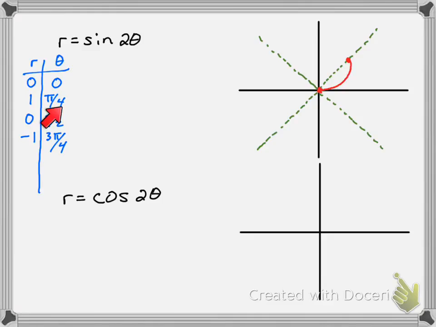And then the next point, it says the angle is pi over 2, so that would be this. But it says the radius is 0, so that's going to put us back here at the origin. All right, so our curve goes back to the origin here.